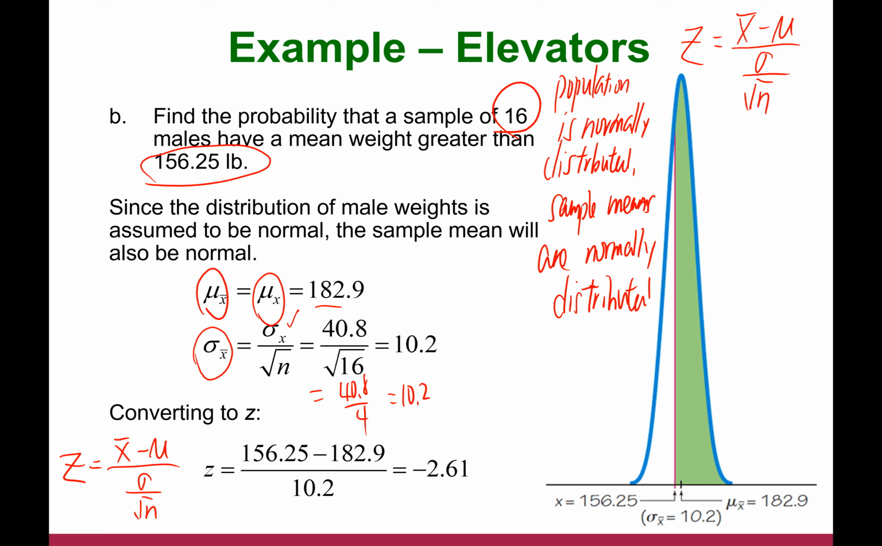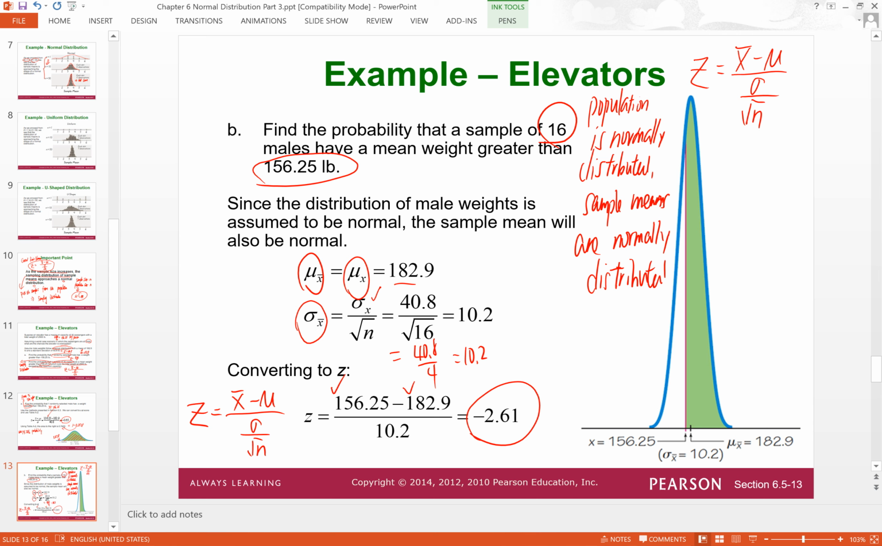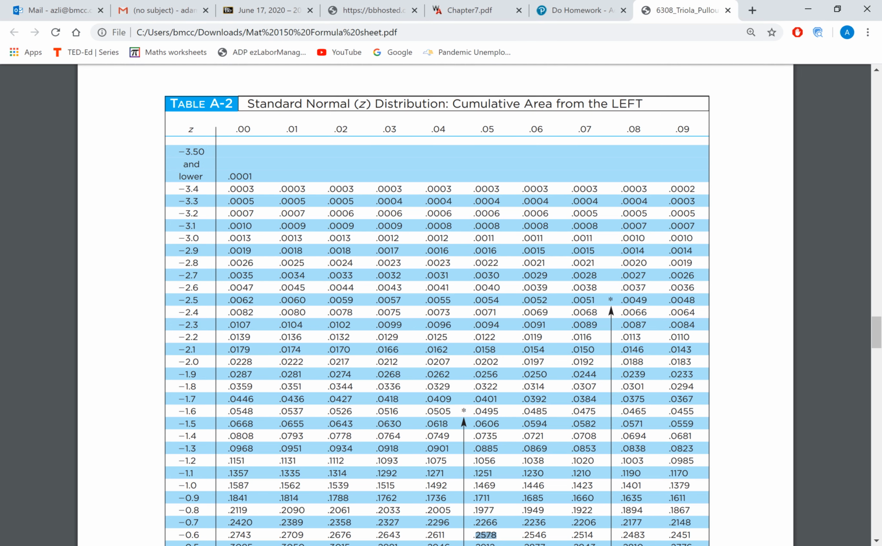Yep, so sample mean minus population mean over the standard deviation for the sample means, you get a z-score of -2.61. And again, if you go back to table A2, for -2.61, the probability turns out to be 0.0045.